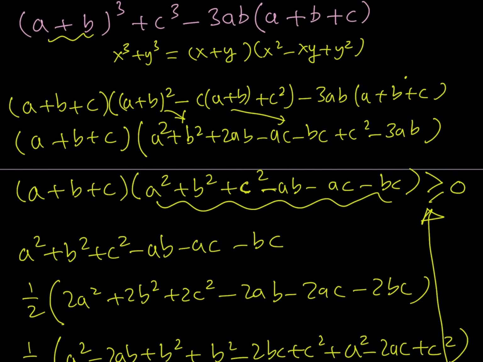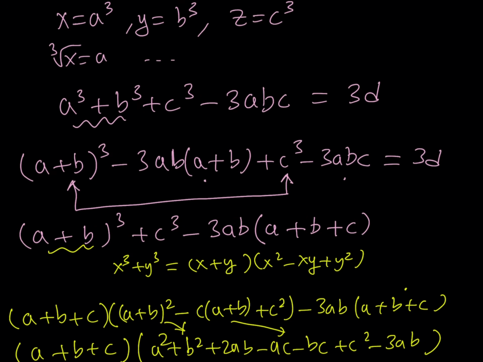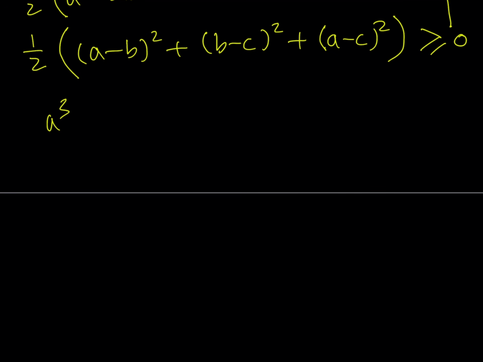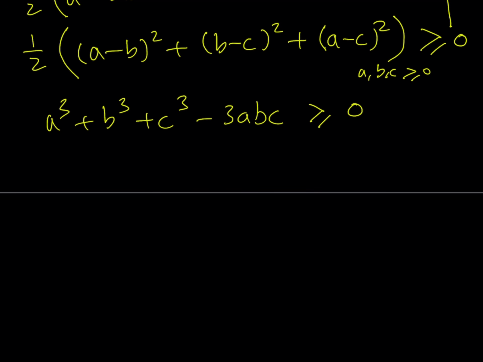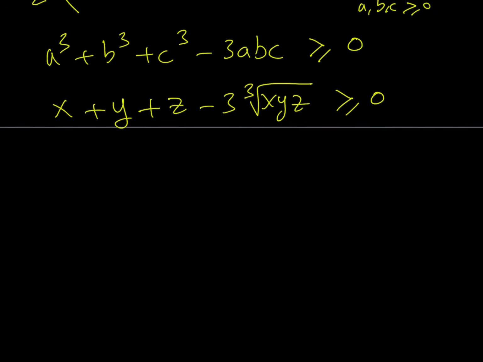Great. Now where does this come from? Well, it comes from this expression being greater than or equal to 0. So this basically proves that A cubed plus B cubed plus C cubed minus 3ABC is always greater than or equal to 0 if A, B, C are all greater than or equal to 0. Great. Now we can go ahead and back substitute, replacing A cubed with X and B cubed with Y, C cubed with Z, and then you know the rest, the cube root of XYZ. And this implies that this quantity is greater than or equal to 0, which was 3D, remember?